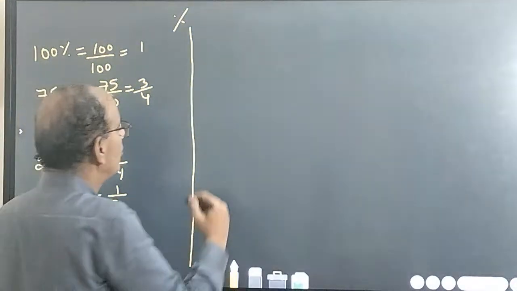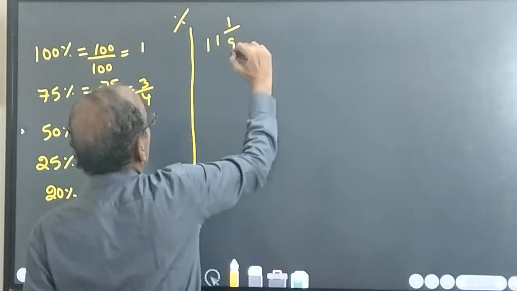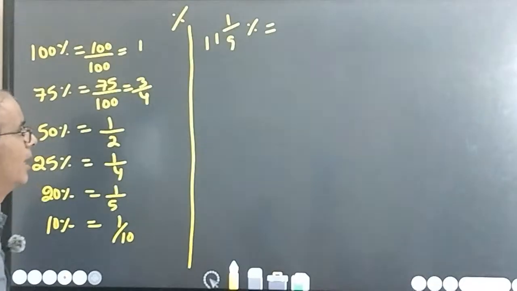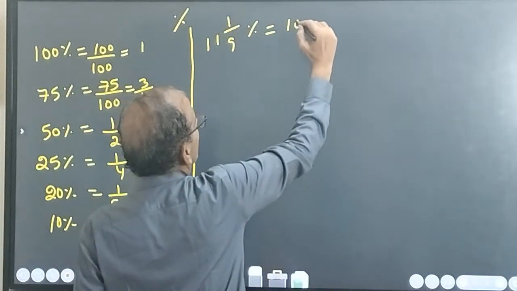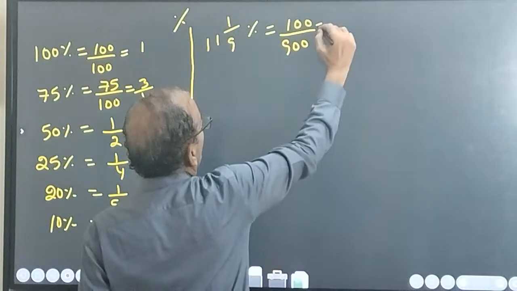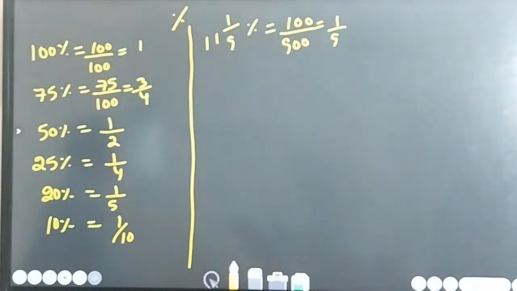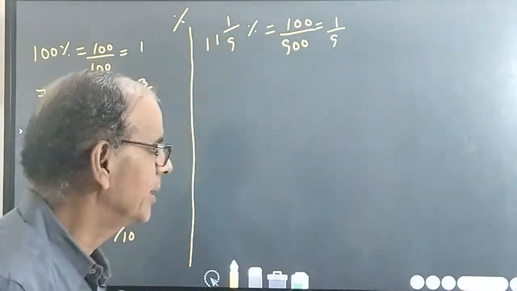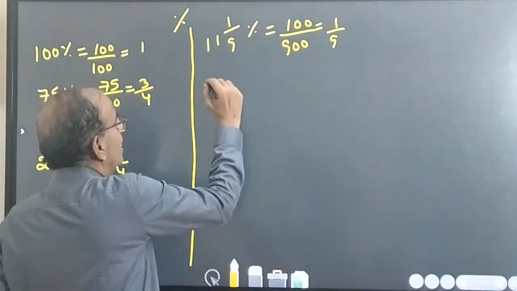Now I will give mixed fractions. 11 1 by 9 percentage. That is 9 into 11, 99. 99 plus 1, how much? 100. 100 divided by 900. What is the value? 1 by 9. 99 plus 100, 100 divided by 1 by 9.